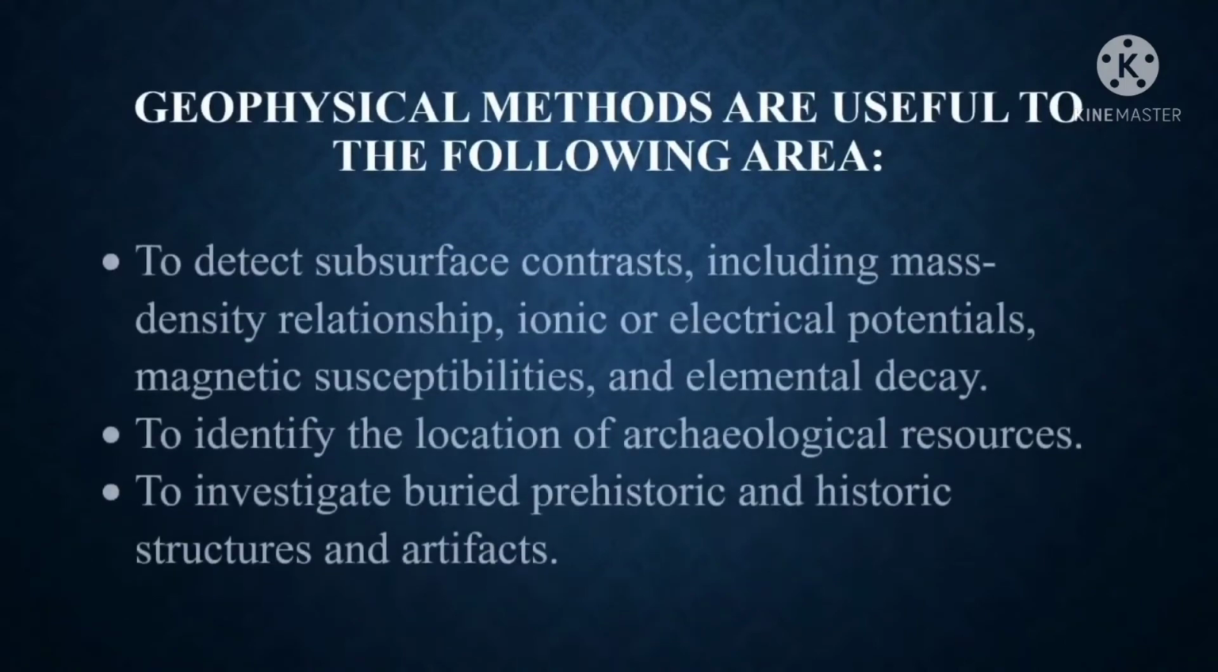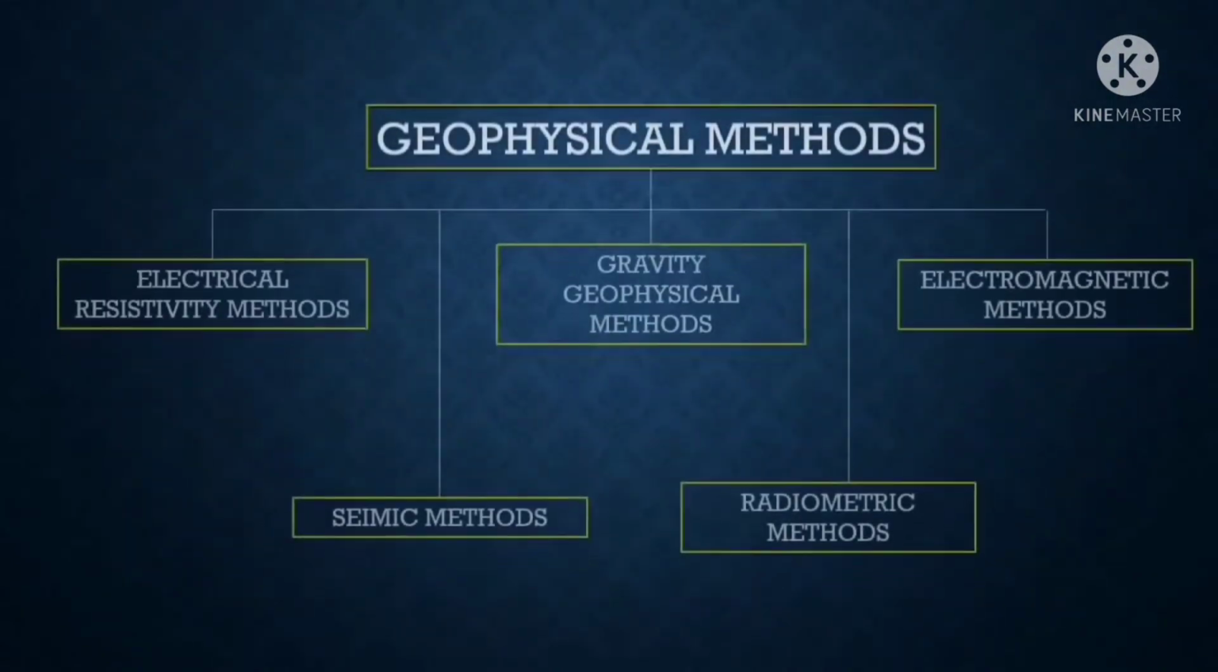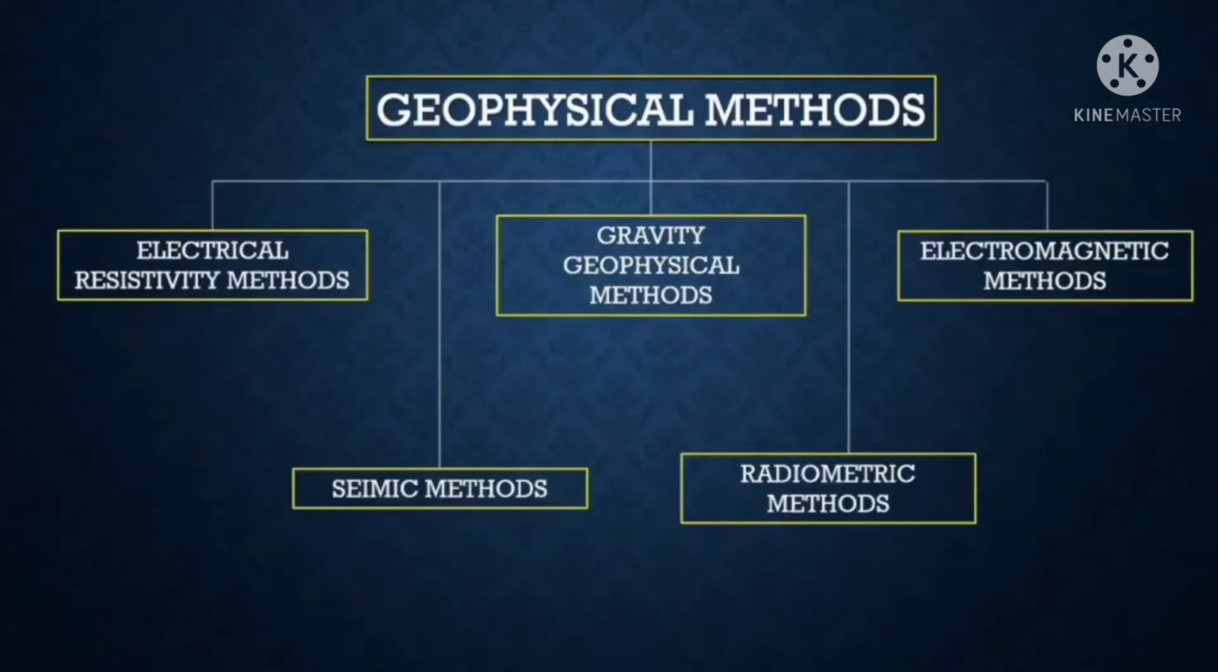Geophysical methods are useful in the following areas: to detect subsurface contrasts including mass density relationships, ionic or electrical potentials, magnetic susceptibilities, and elements decay; to identify the location of archaeological resources; and to investigate buried prehistoric and historic structures and artifacts. There are several types of geophysical methods: electrical resistivity methods, gravity geophysical methods, electromagnetic methods, radiometric methods, and seismic methods.